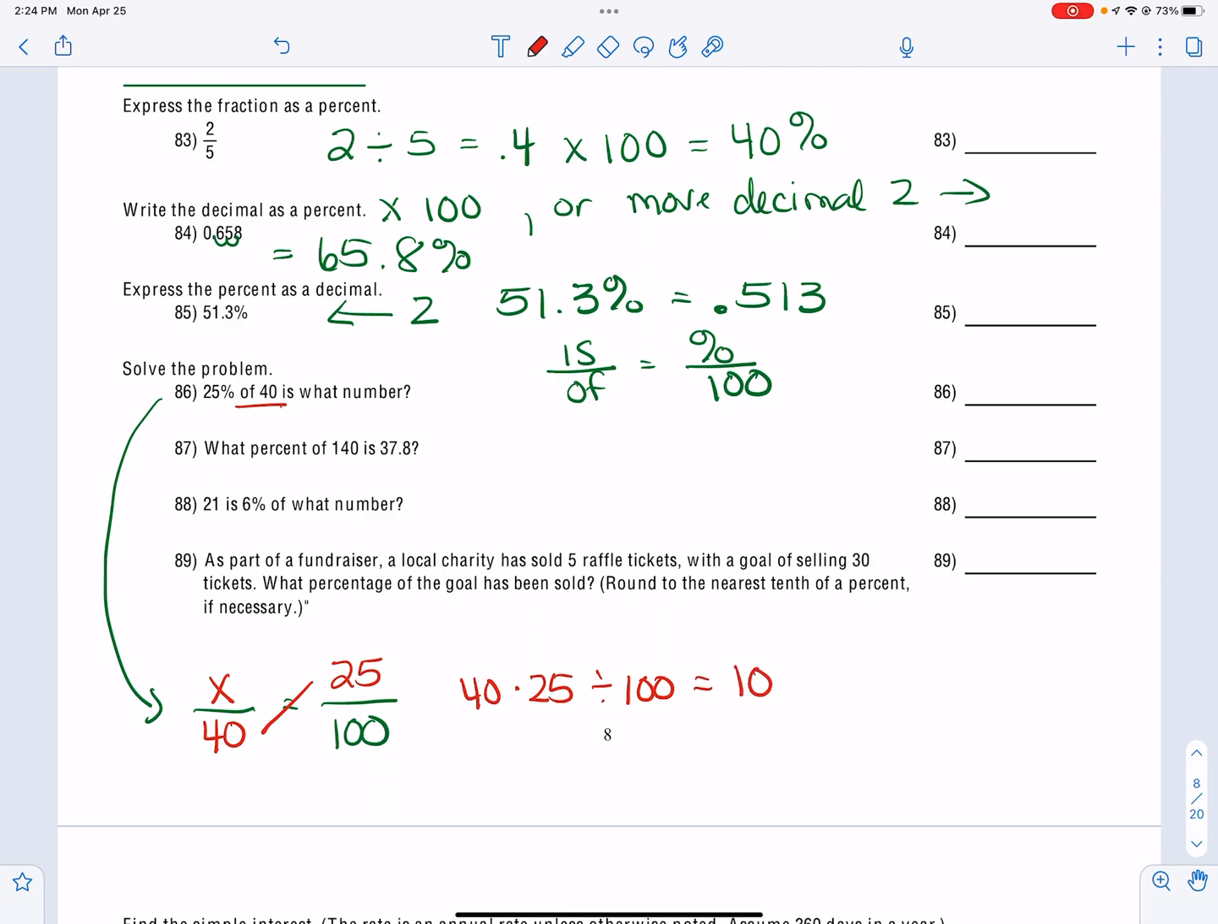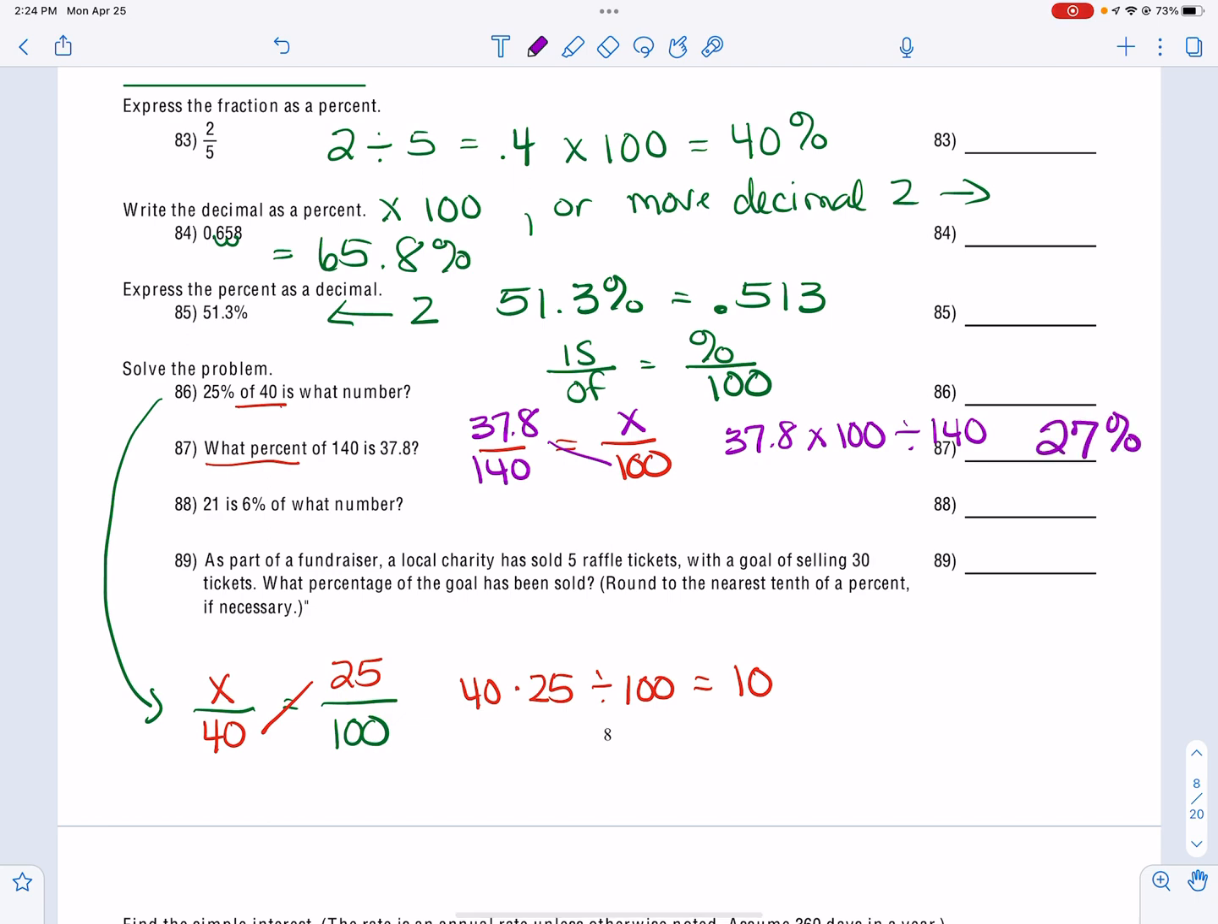Now in number 87, it says, what is the percent? So that's where the variable goes. Blank equals blank over 100. We don't know what the percent is. And it says of 140 is 37.8. So this time we will multiply 37.8 times 100 and then divide it by 140. And so that's going to give us 27%.